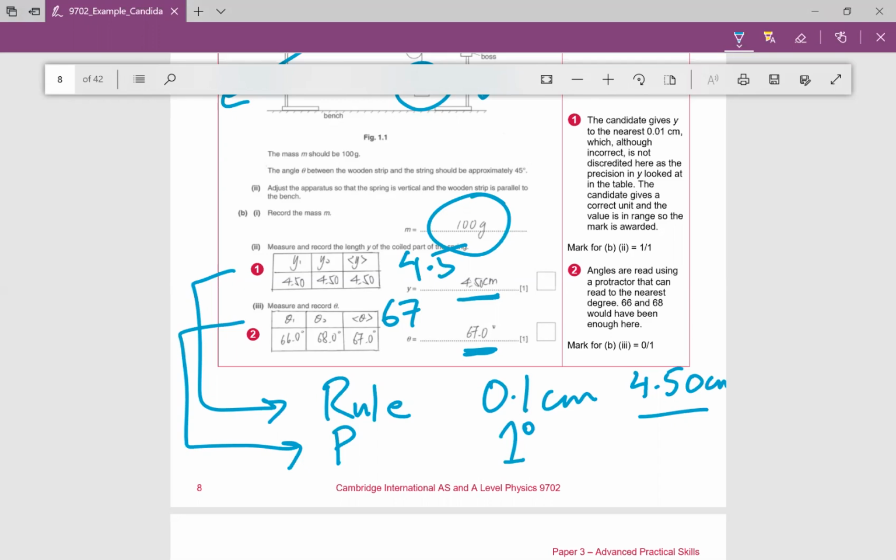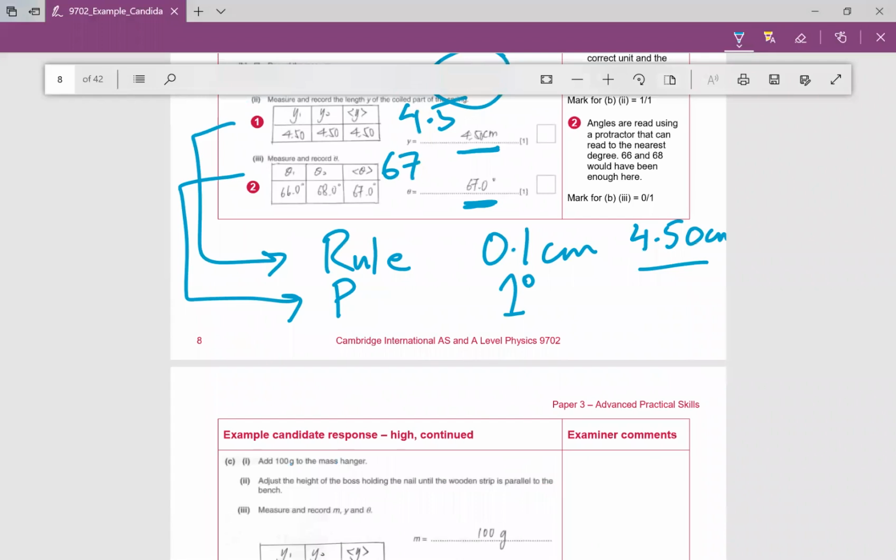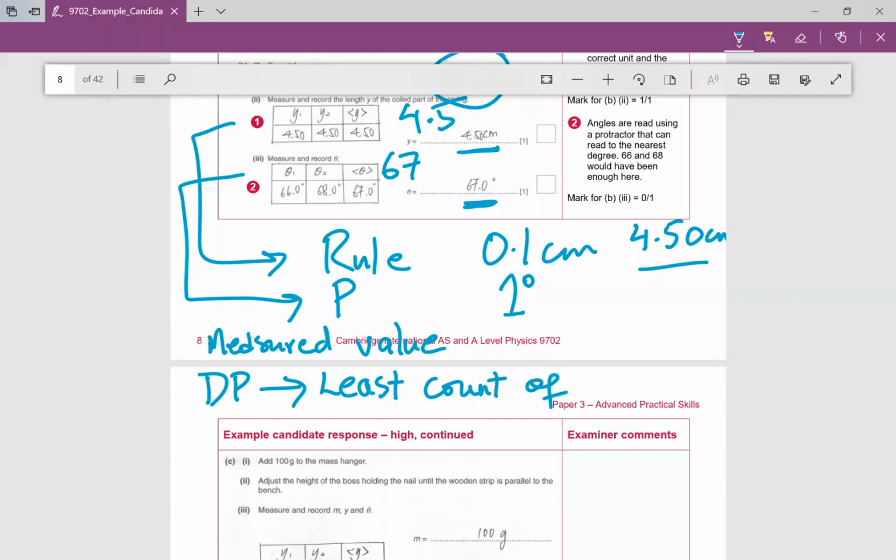You have to always make sure that the decimal places for the measured value are always dependent on the least count of the instrument, which is 0.1 centimeter for a ruler, and 1 degree for a protractor.